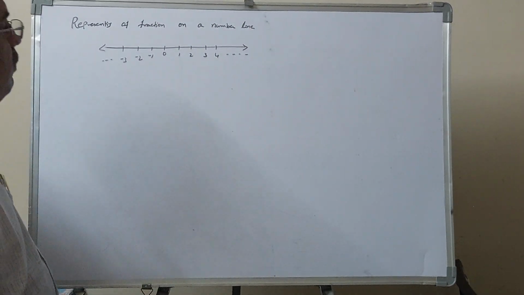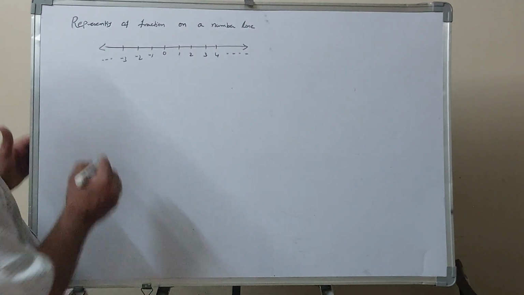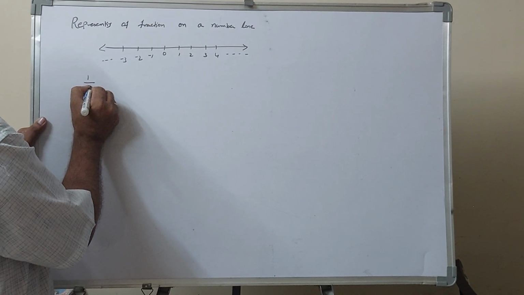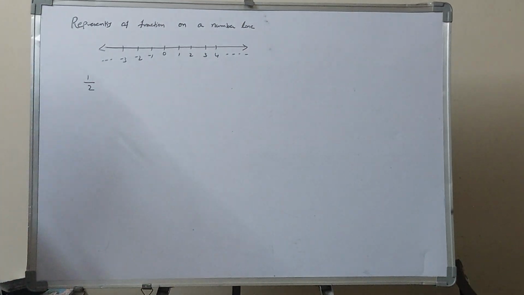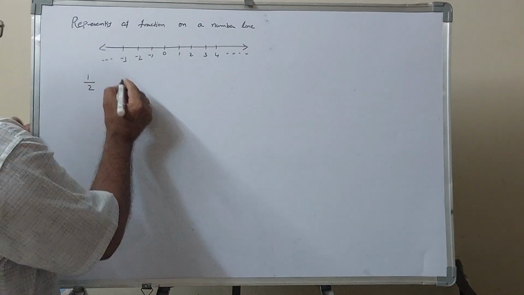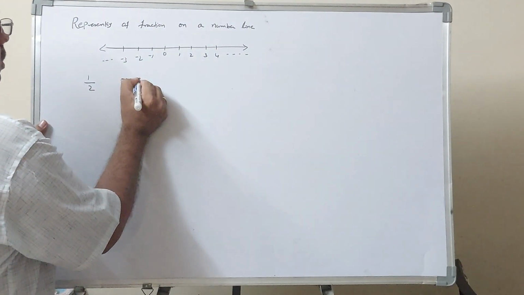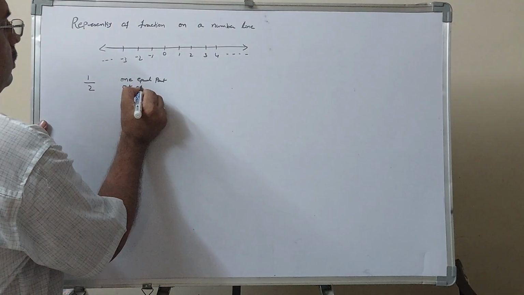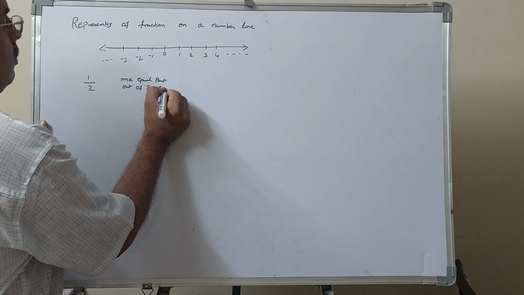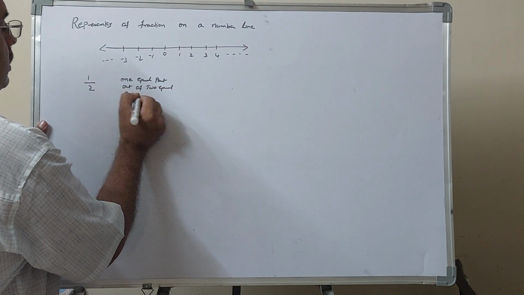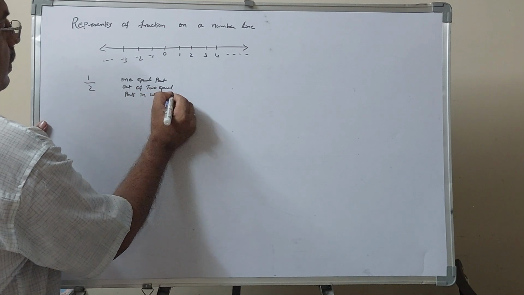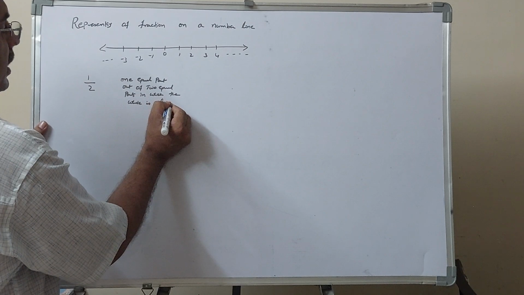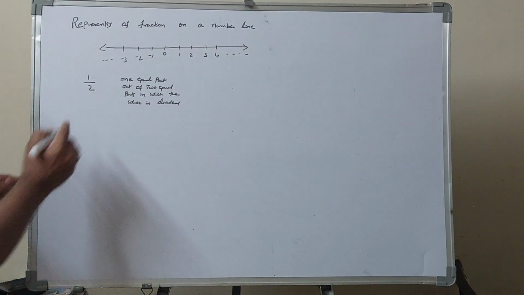So how to represent a fraction on a number line? If I want to represent 1 by 2, how to represent 1 by 2 on a number line? What is the meaning of 1 by 2? It is 1 equal part out of 2 equal parts in which the whole is divided. This is the meaning.